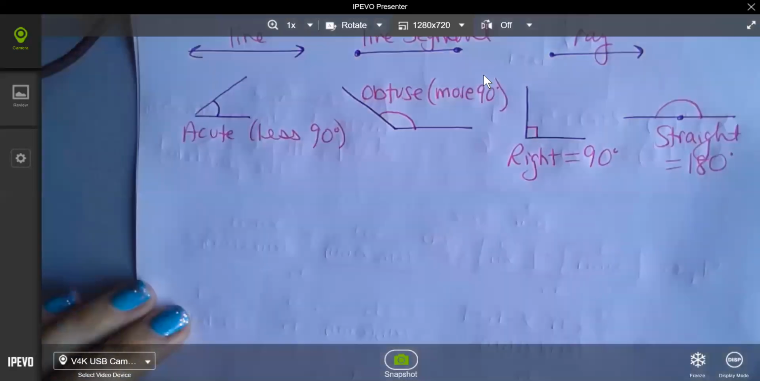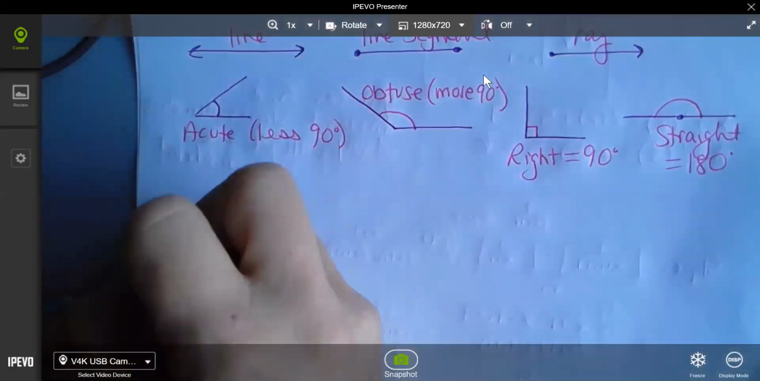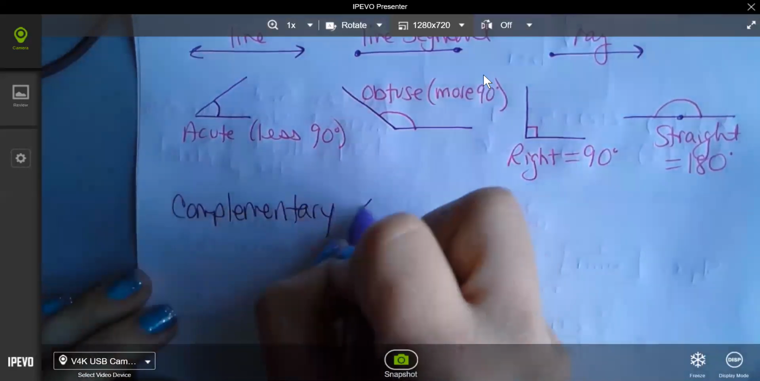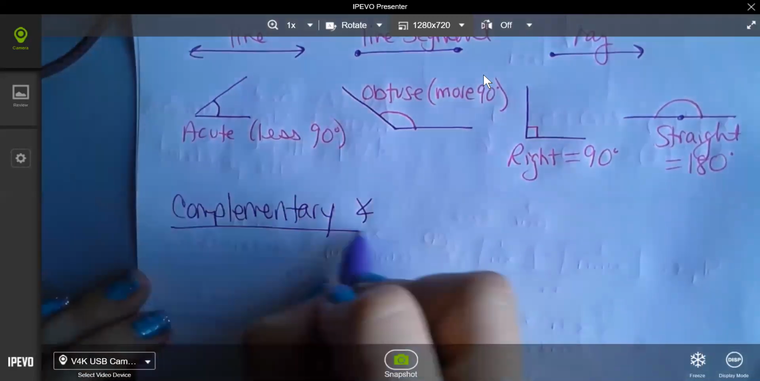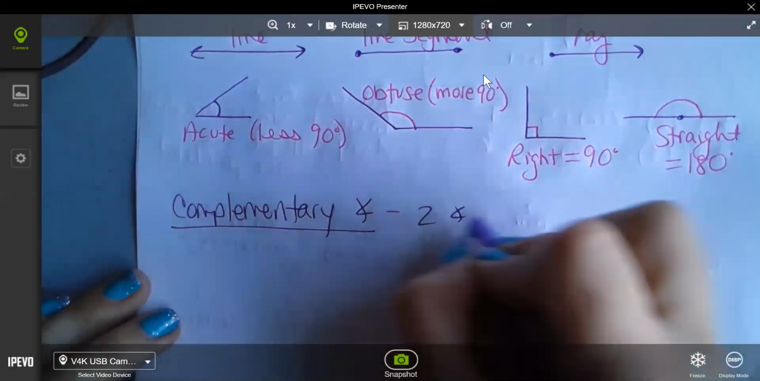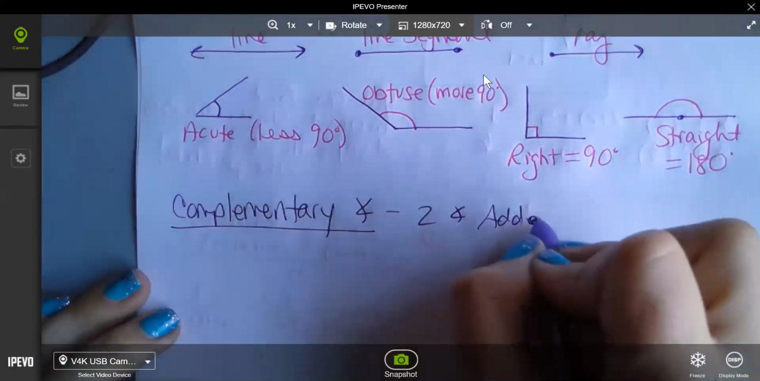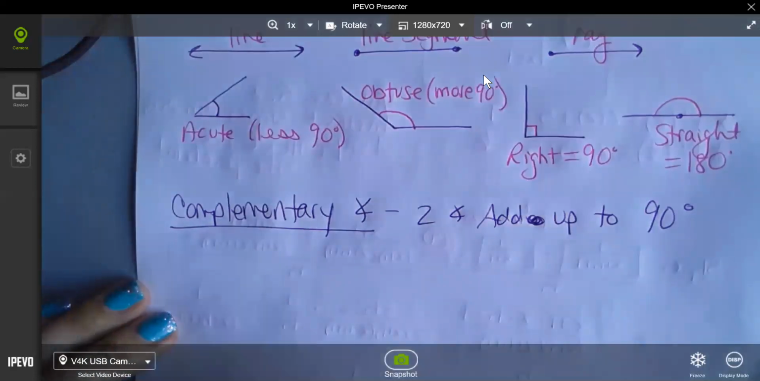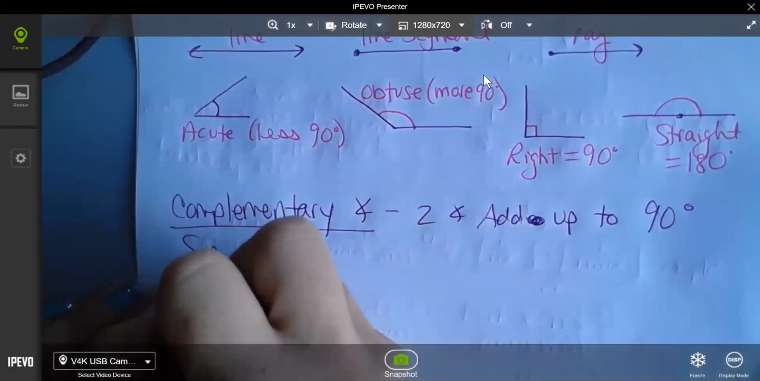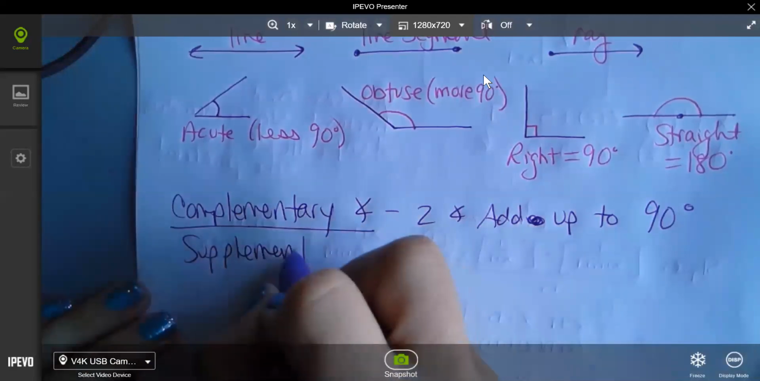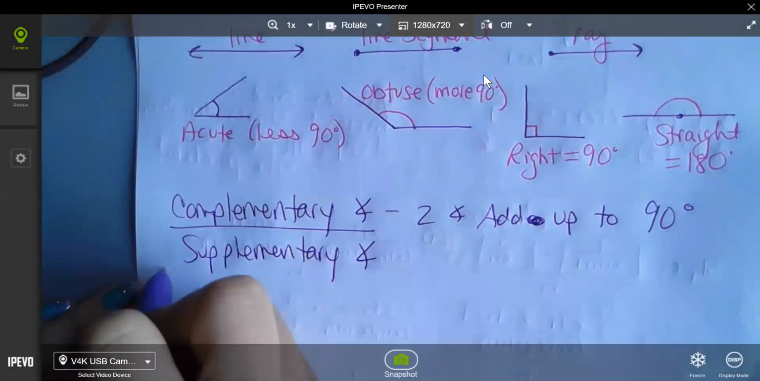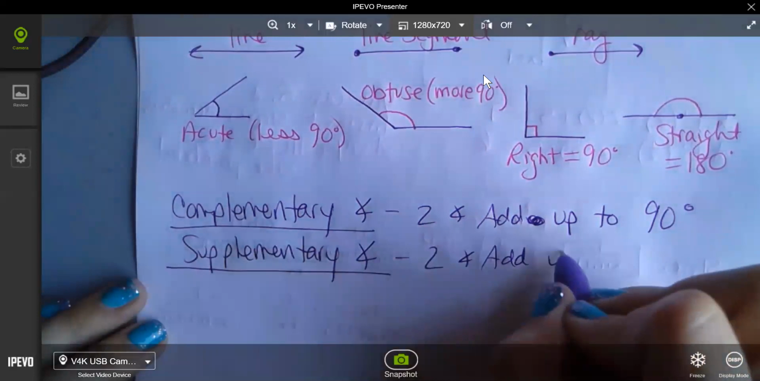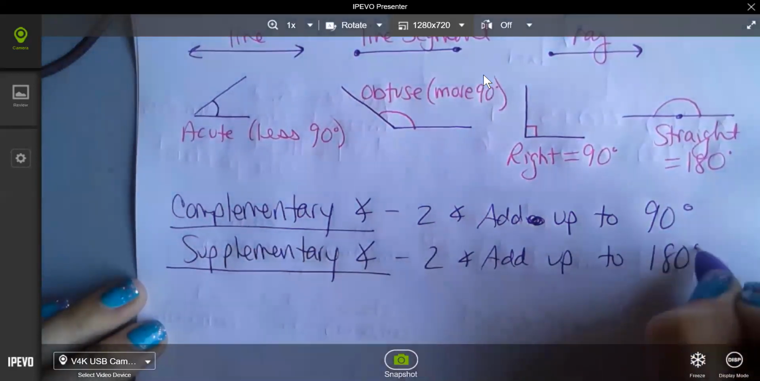Also, in that first lesson, we learned about complementary angles. Complementary angles are two angles that add up to 90 degrees. Supplementary angles are two angles that add up to 180 degrees.